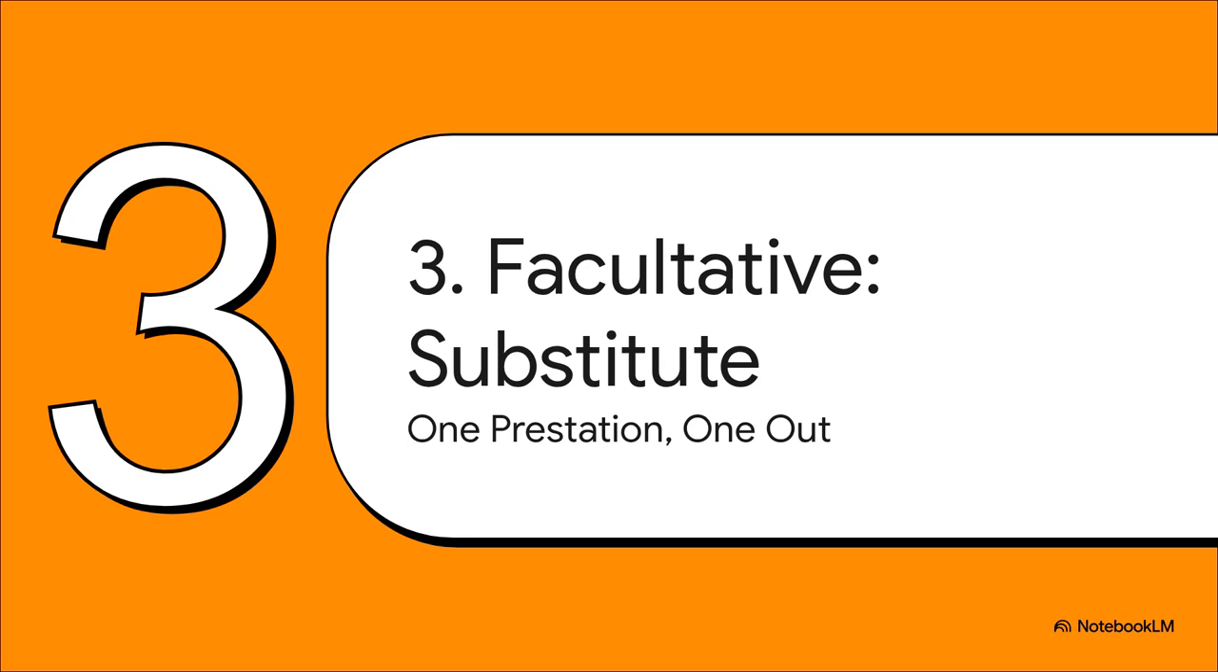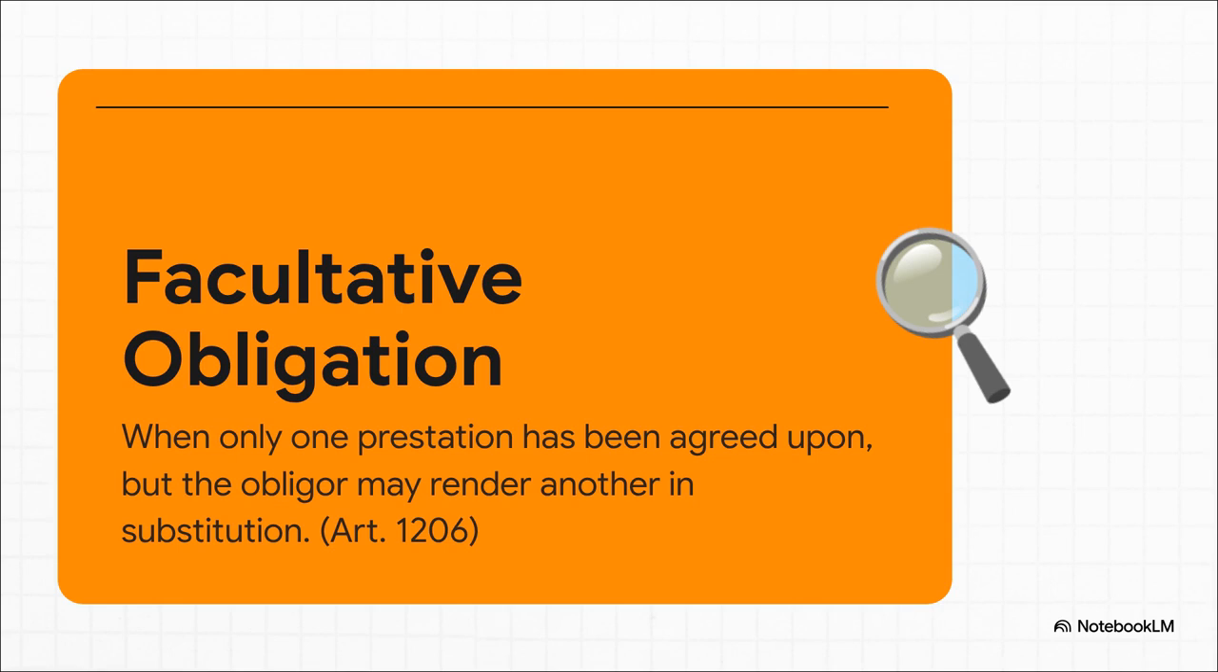Now let's switch gears and look at the other side of the coin, the facultative obligation. If choice was our keyword for alternative, then for facultative, the magic word is substitute. You can kind of think of this as an obligation that has a main act and maybe a backup plan. So Article 1206 gives us the definition, and you can see right away how different this is. Unlike an alternative obligation where a bunch of things are due, here, only one thing is actually due from the very start. But the debtor has this special power or faculty to offer something else instead.